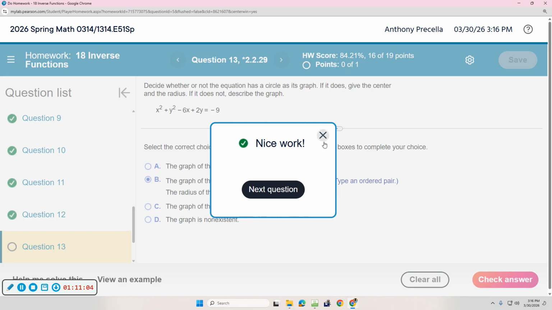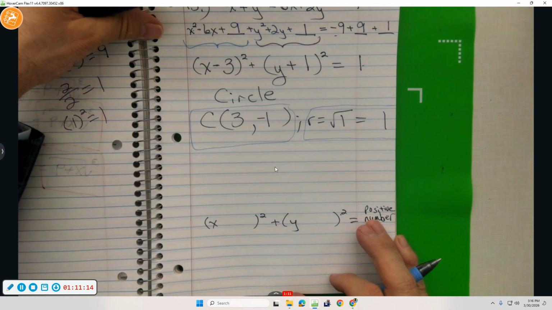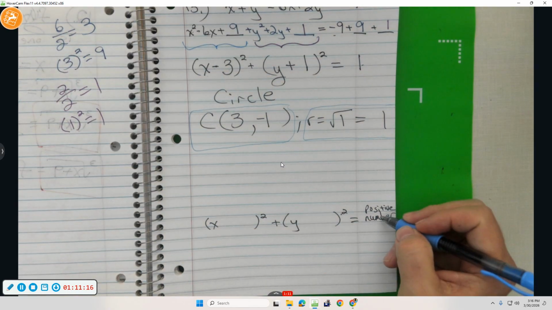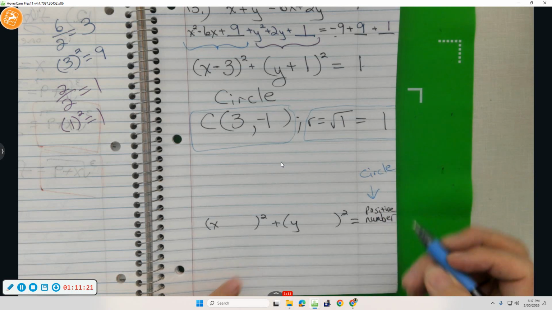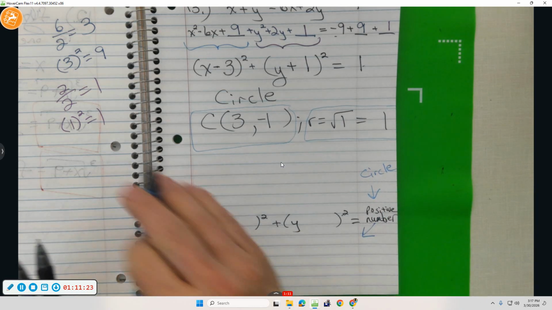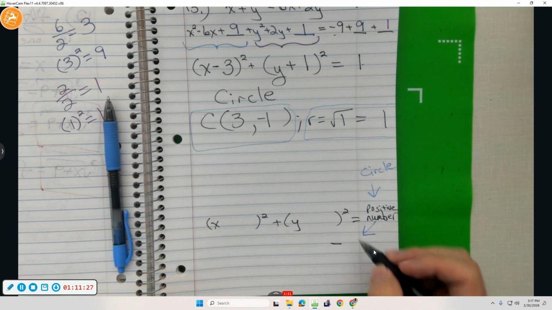Now, if we had wound up with an imaginary radius, then you would have said the graph is non-existent. Look back here. If there had been a radius of 0, it would have been a point. If it's a positive number, it's a circle. But if this thing was negative, then it's nothing. No graph.